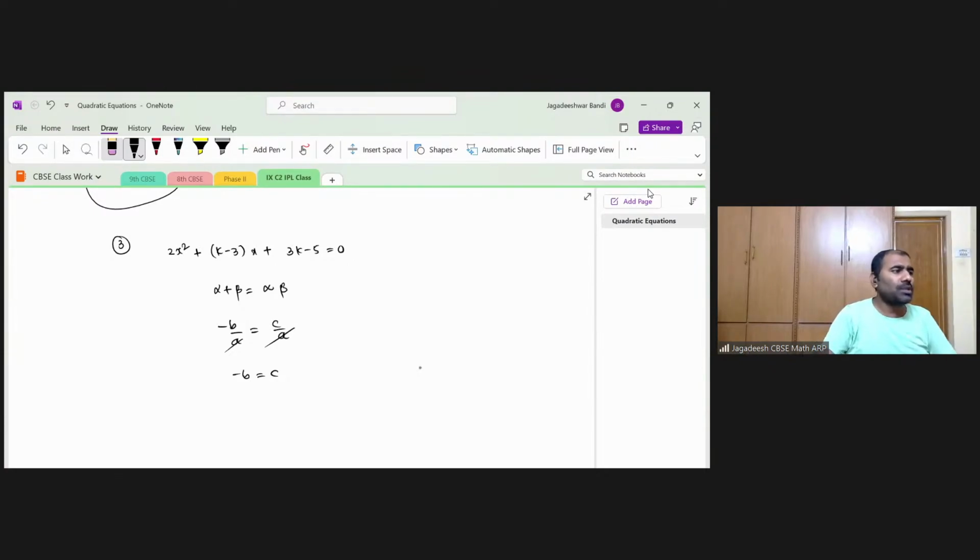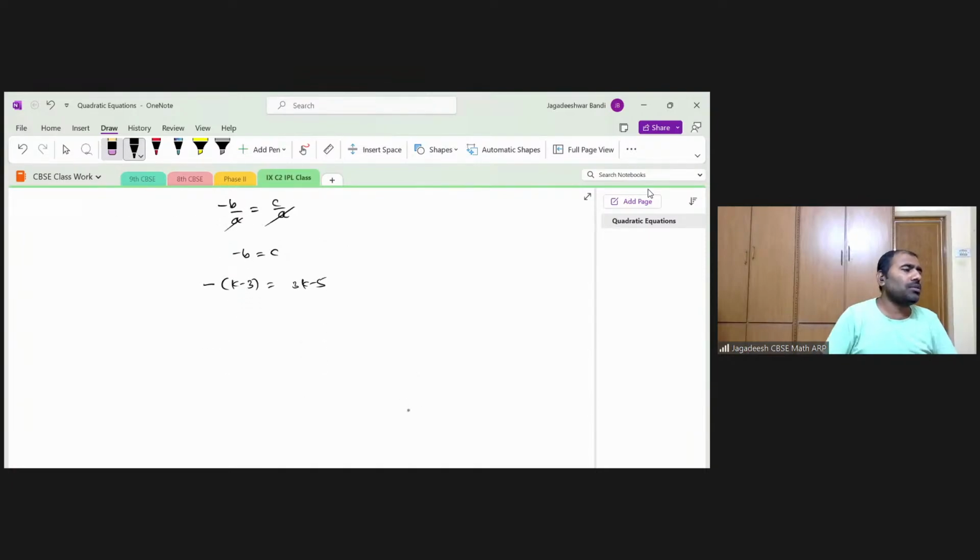Then substitute. So minus, what is the b value? The x coefficient, which is k minus 3. What is the c value, which is the constant? 3k minus 5. And simplify, we'll get the k value. So now multiply with minus: minus into k, minus into minus 3, plus 3 equal to 3k minus 5.